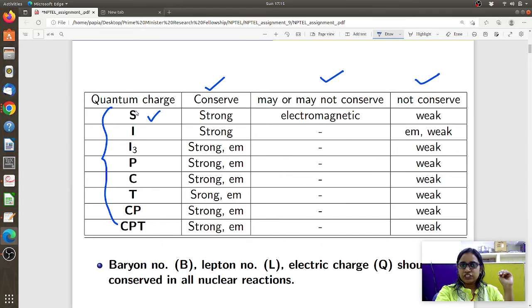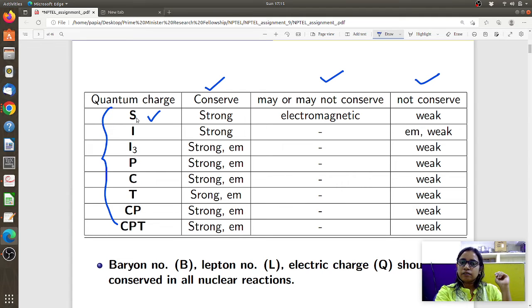At the very first, strangeness, then I means isospin, I3 means third component of isospin, P is parity, C is charge conjugation, T is time reversal, CP means charge conjugation as well as parity, and CPT is the combination of these three quantum charges, charge conjugation, parity and time reversal. Now we will talk about which one is conserved for these quantum charges.